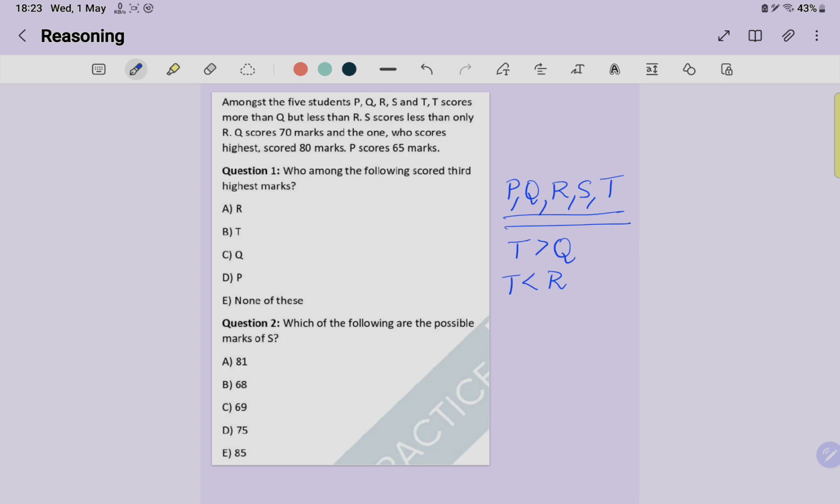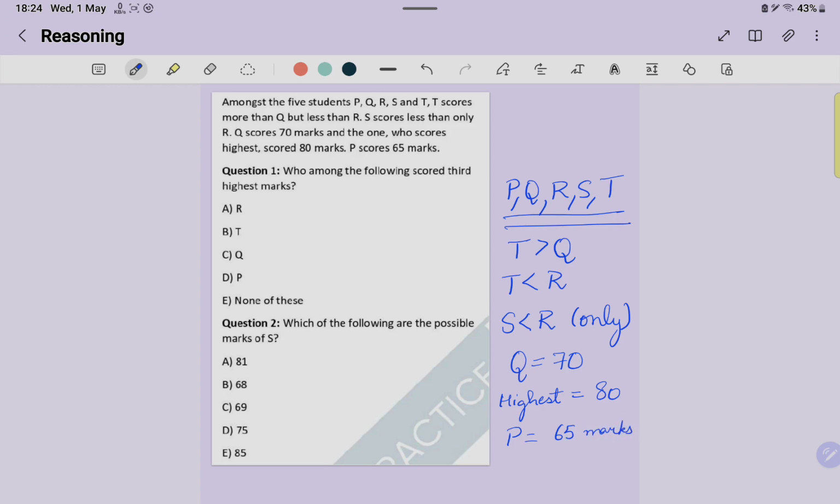Then comes S, who scores less marks than only R. S will score less marks than R only. That means S's marks are less than R's only, and not less than anyone else's. The next line is that Q scores 70 marks. Q's marks are 70, and the one who scores highest, we do not know who is the highest, has scored 80 marks, whereas P scores 65 marks.